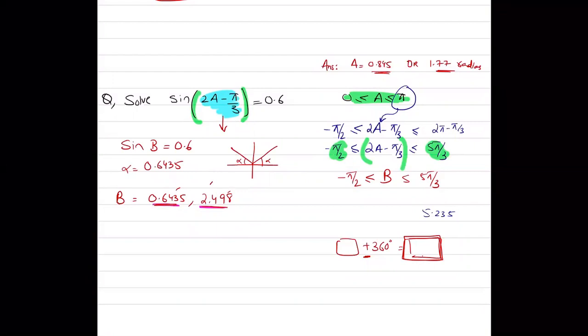If these are the two angles for b, and b was equal to 2a minus pi by 3, then one value of 2a minus pi by 3 is 0.6435, and the other value of 2a minus pi by 3 is 2.498. I want you to solve this equation and get me the values of a. Okay.